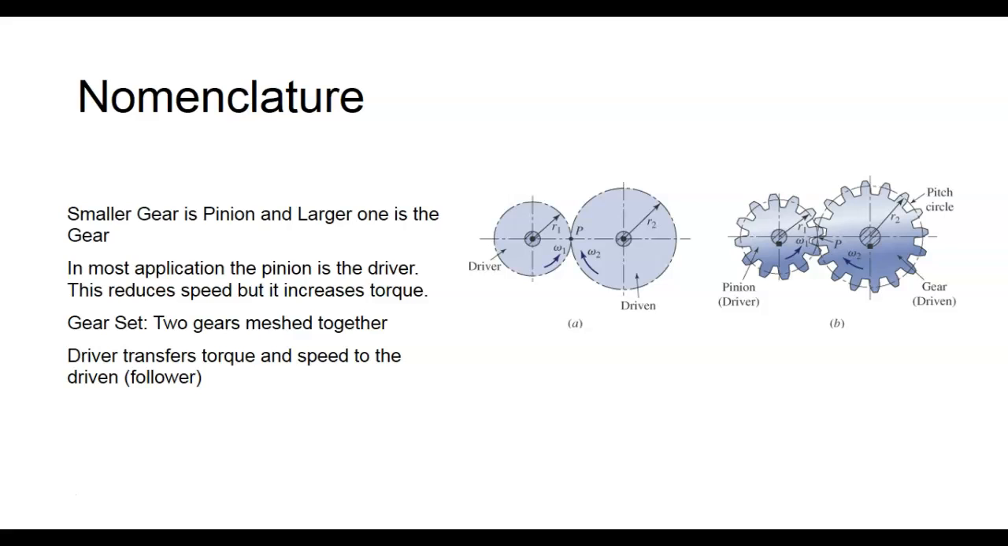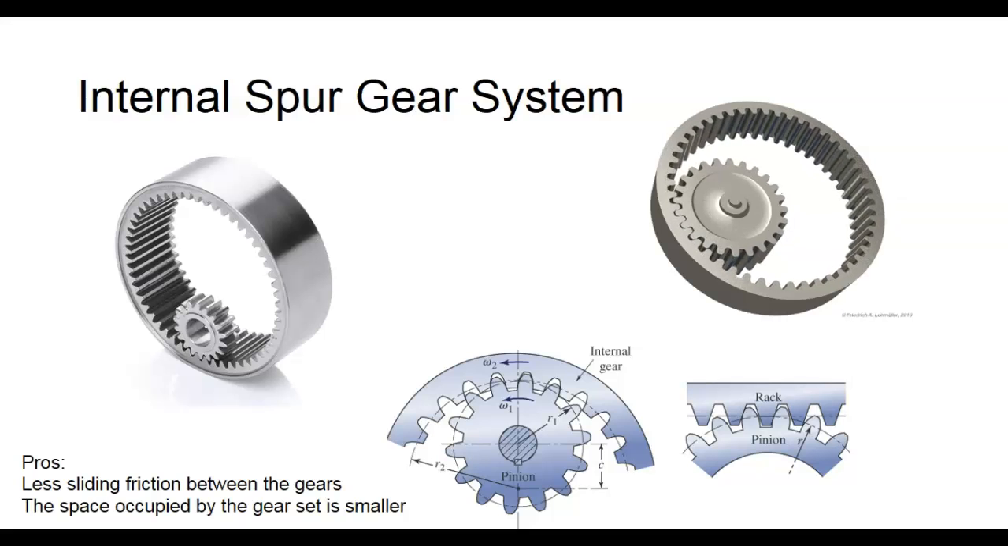In most applications, the pinion is the driver to reduce the speed and increase torque. A gear set is two or more gears. We usually call them gearboxes, but technically they're called gear sets. The driver transfers torque and speed to the driven. So we know about those. Are we okay? This is called an internal spur gear.